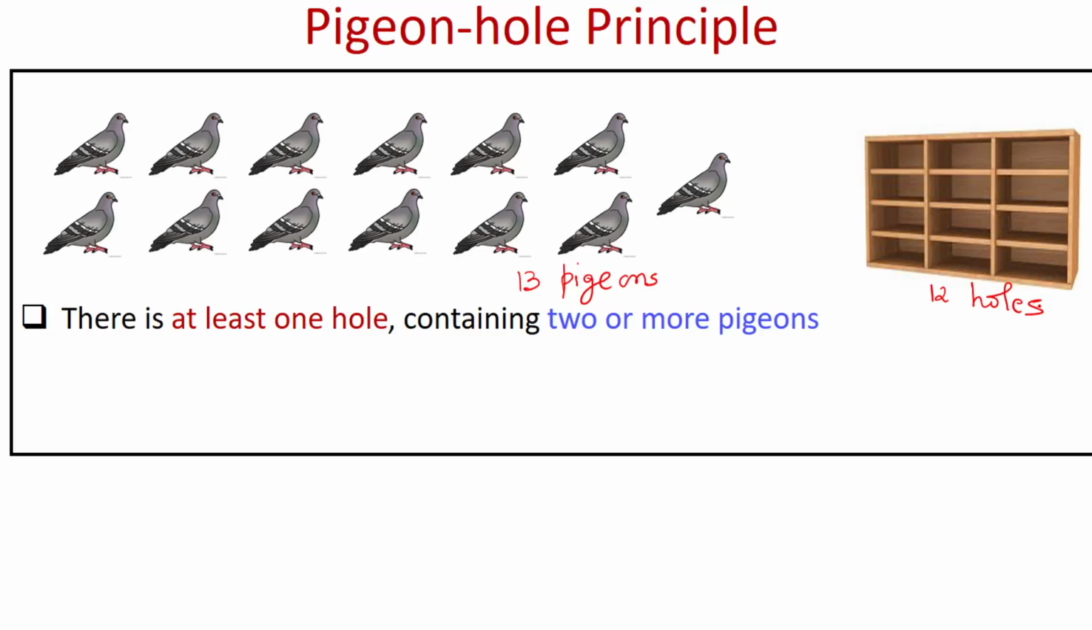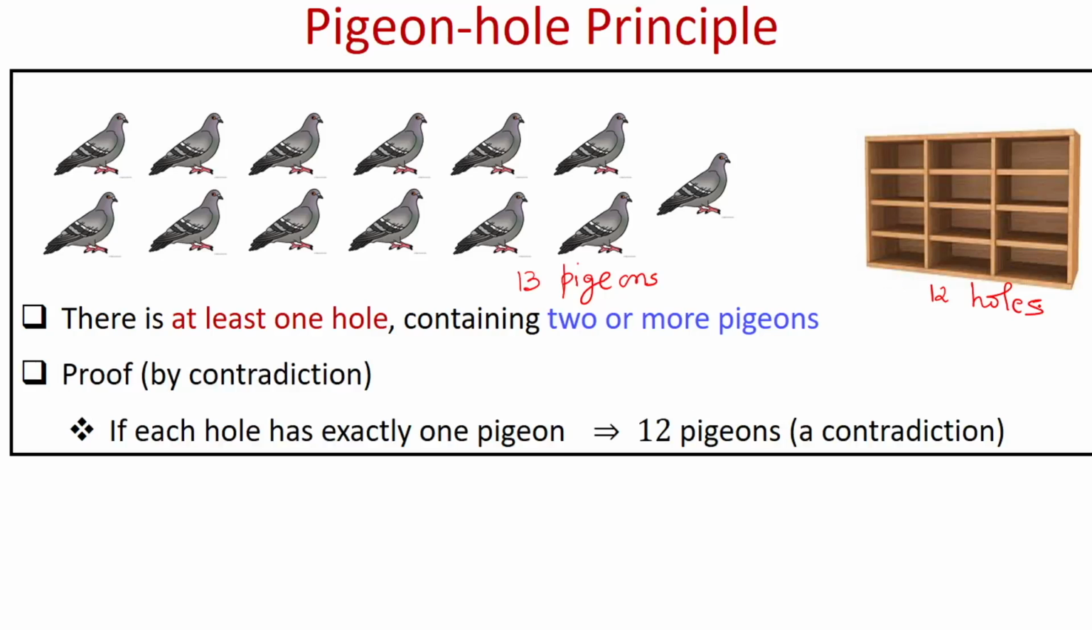But irrespective of the way they are going to occupy these 12 holes, we can say that there always exists at least one hole which will have 2 or more pigeons. A very simple common sense, right? And how can we prove that? We can simply prove it by contradiction.